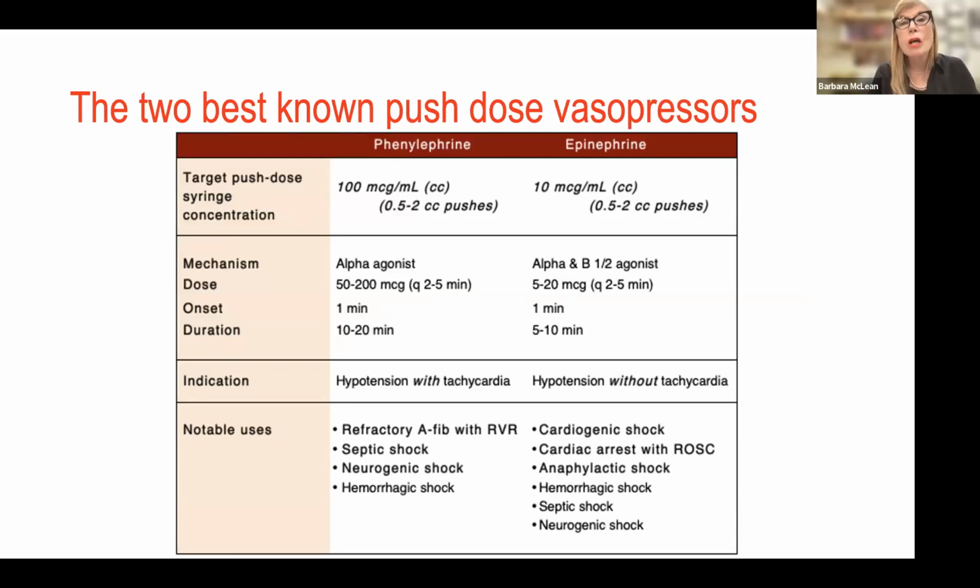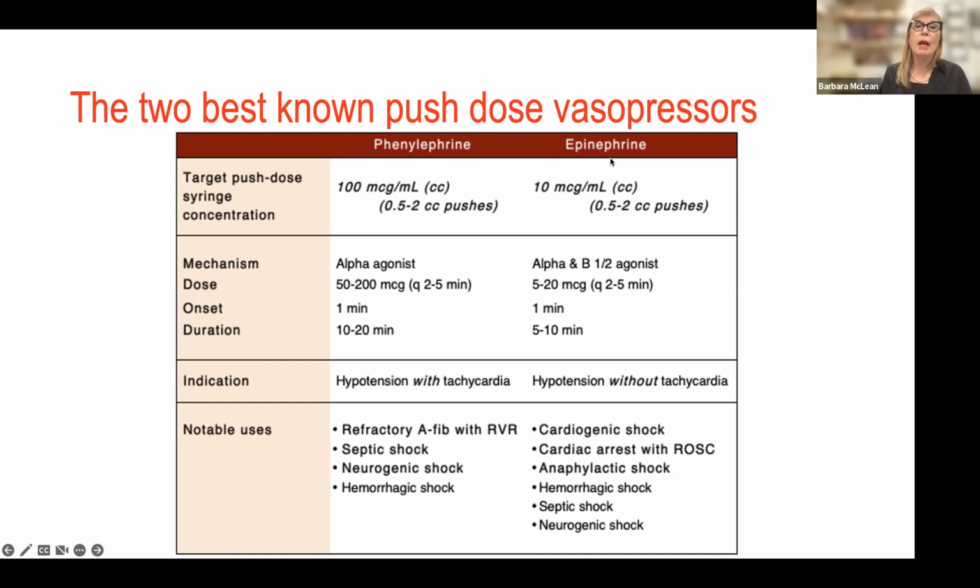So the 2 best known push dose vasopressors, and that was what the majority of you voted, that you gave phenylephrine or epinephrine. You could choose as many as you wanted. People chose either phenylephrine or epinephrine. But when we talk about all of this and the way in which we're going to be giving this, how we're actually administering this to our patients, it's really important to have an appreciation that we're talking about mics per mil here.